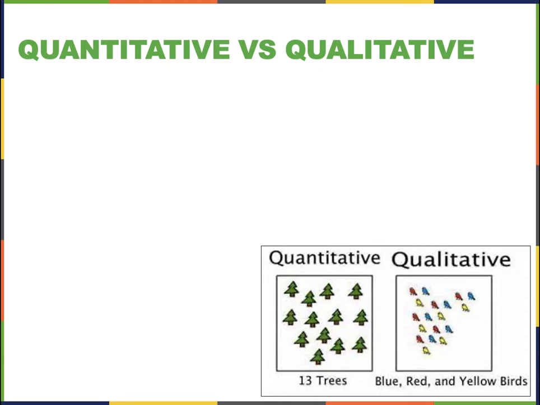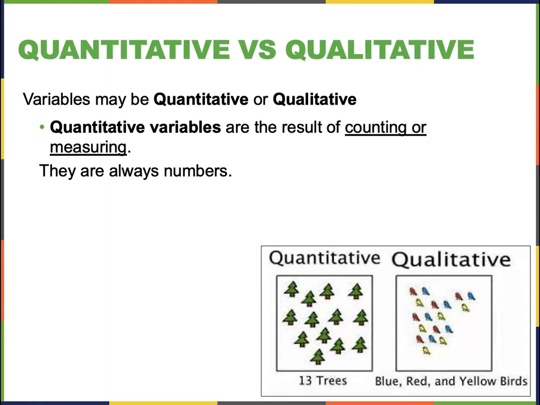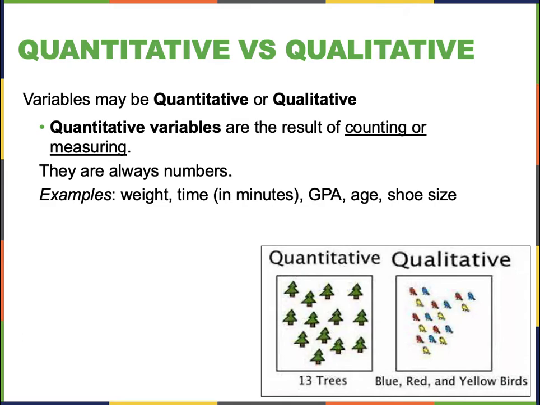So now that we understand what data and variable mean, let's look at the difference between quantitative and qualitative, because a variable can be one of these two. Quantitative variables are the result of counting or measuring. They are always numbers. The word sounds like quantity. Examples of quantitative variables are weight, time in minutes, GPA, age, shoe size. So all of these are expressed using numbers.